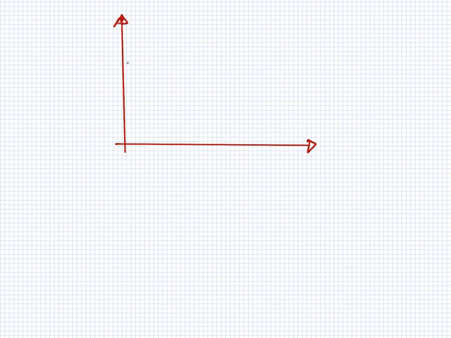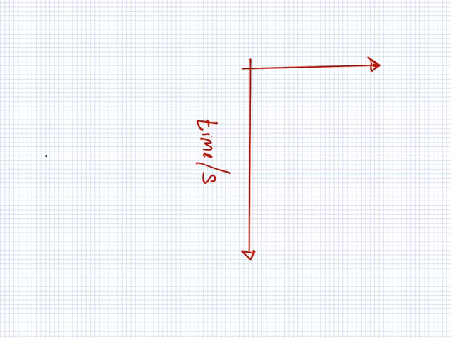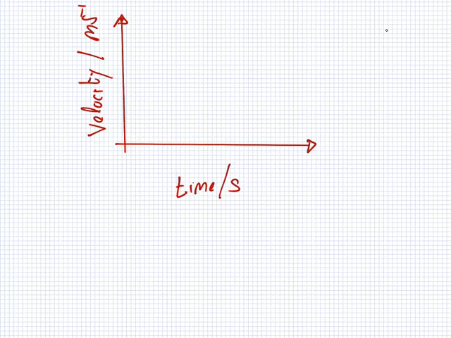So here is the time in seconds, and then actually I can rotate it. Here is the velocity in meters per second. Let's say it starts here and then finishes here. Okay, so let's see what we can find from this.